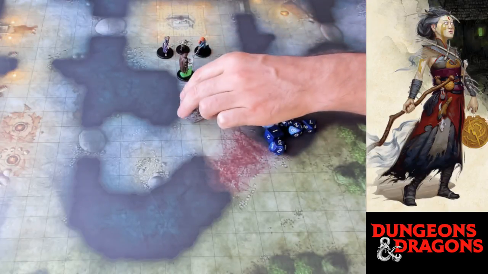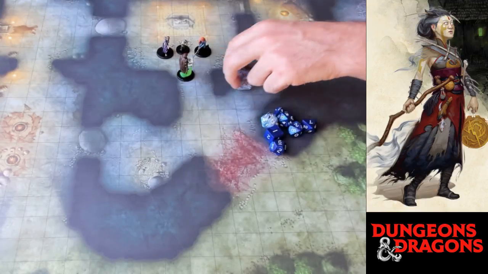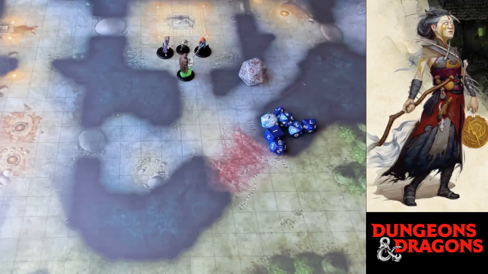Here's my big dice. We'll put my big dice in the way. Alright, no, we won't put my big dice in the way, because I don't think that's really helpful for the situation.